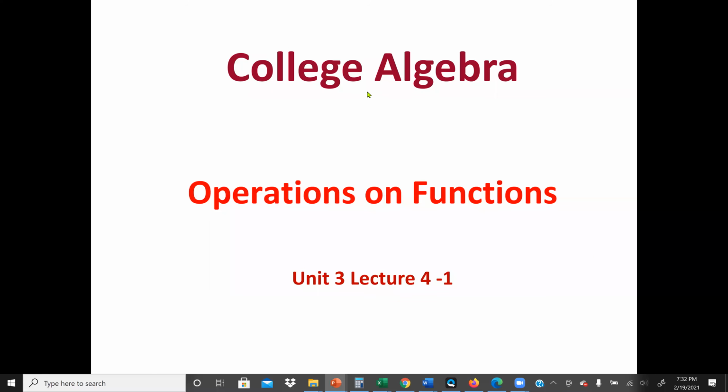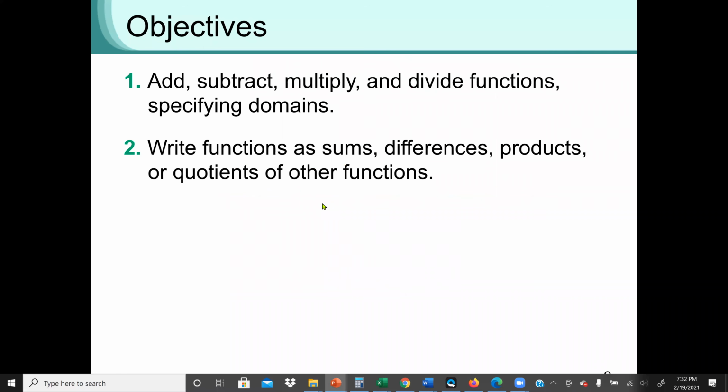Again, welcome to College Algebra. In these lectures, we're going to discuss operations on functions, and that will be arithmetic operations on functions. So we're going to learn how to add, subtract, multiply, and also divide functions in specified domains. Also, we're going to write functions as a sum, difference, product, or quotient of other functions.